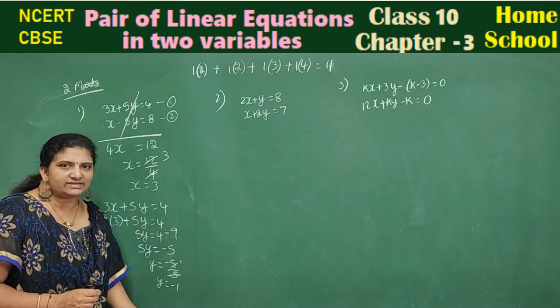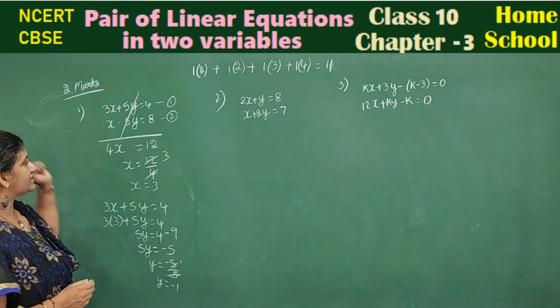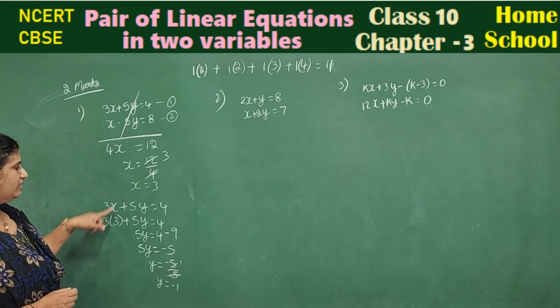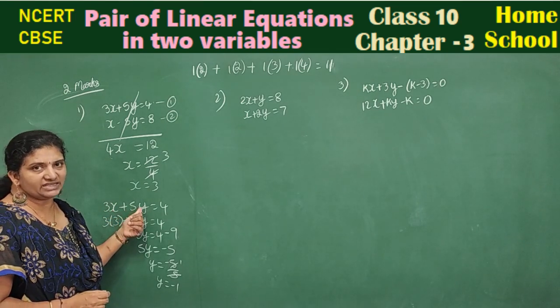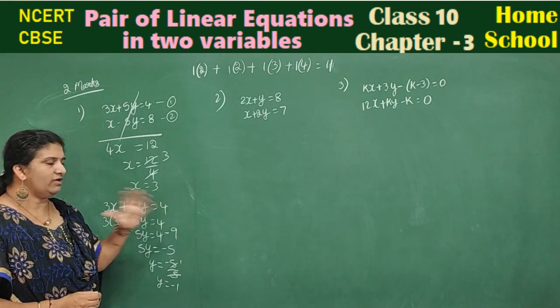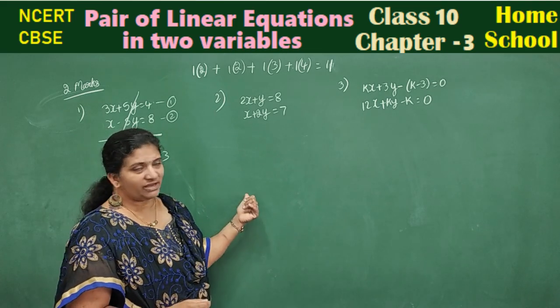You can check your answer whether it is right or wrong. See here, x value 3, y value minus 1. Substitute in any one of the equations. 3 3s are 9. 5 into minus 1 will be minus 5. 9 minus 5 will be 4. Yes, it is correct. Let's go to the second one, elimination method.